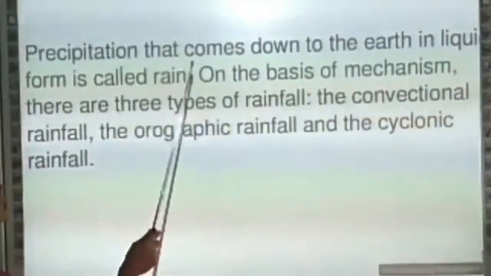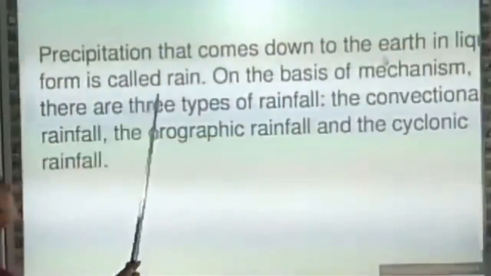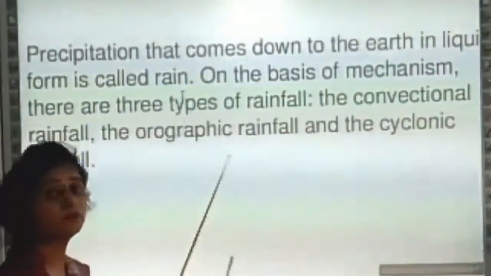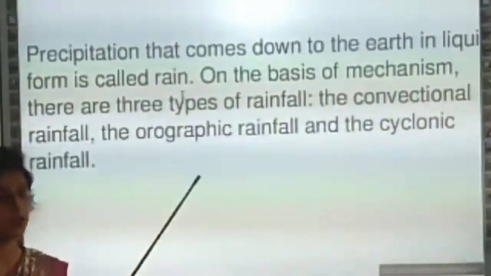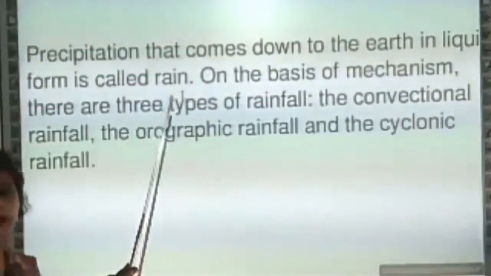Precipitation that comes down to the earth in liquid form is called rain. When water droplets come down as precipitation in liquid form, we call it rain.